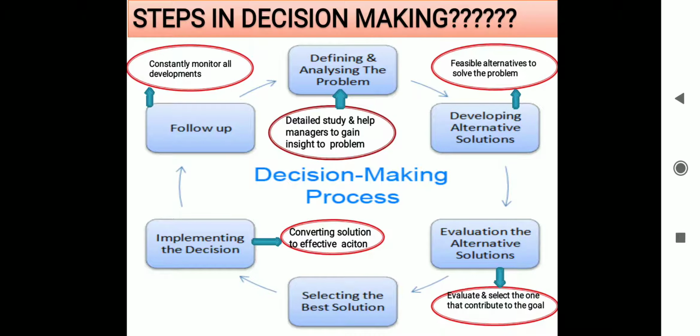So obviously the next step is selecting the best solution. Next step is implementing the decision. Once we have found the best solution, the next step is to convert the solution into efficient or effective action. Once we have converted the solution into action, the next step is to constantly monitor all the happenings in the organization. That is what is called follow-up. So these are the 6 major steps involved in decision making.